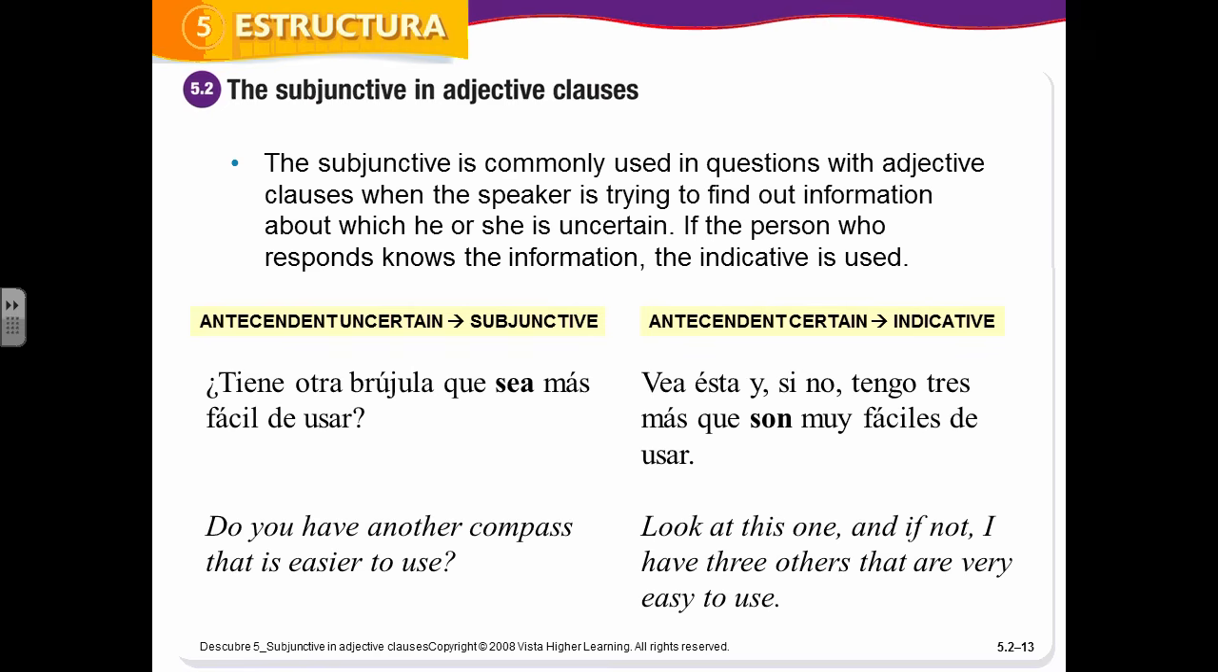Here's another one. Tiene otra brújula que sea más fácil de usar. In this situation, this isn't typically a subjunctive trigger, but we're not sure if it exists or not. So we would use a subjunctive. Do you have another compass that's easier to use? And then a sentence with the indicative. Vea esta. Now, vea is a command. Vea esta. So look at this one. Y si no, tengo 3 más que son muy fáciles de usar. So look at this one, and if not, I have 3 others that are very easy to use.